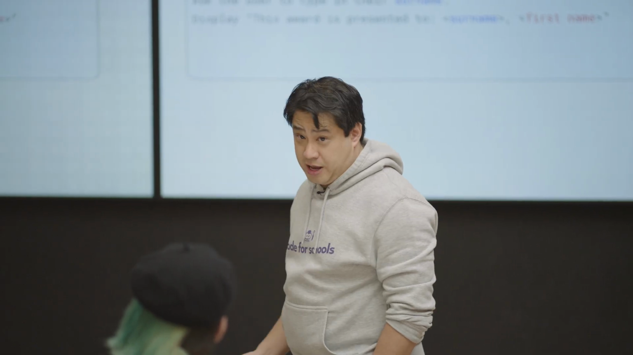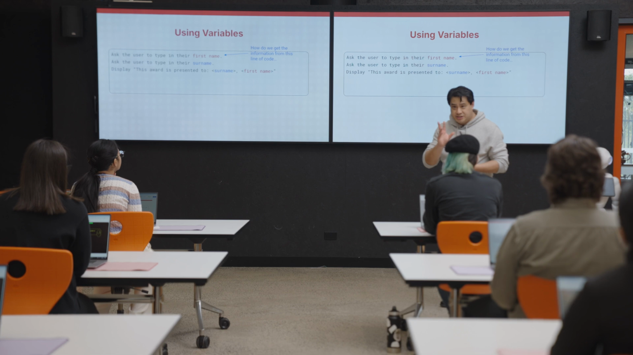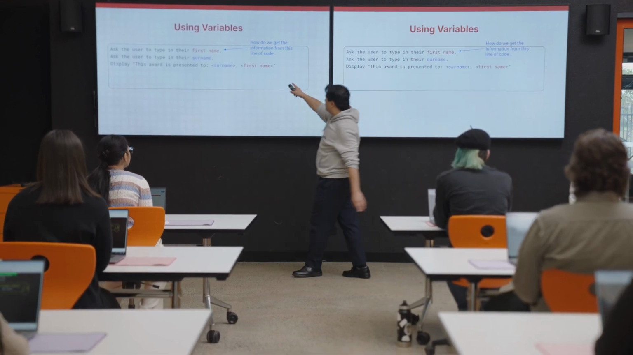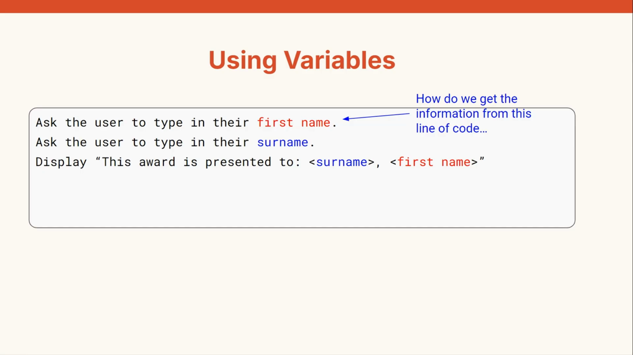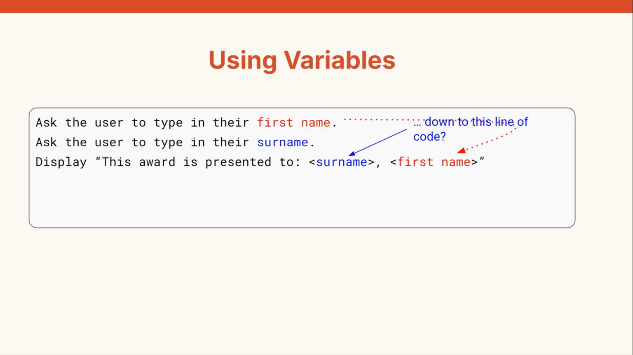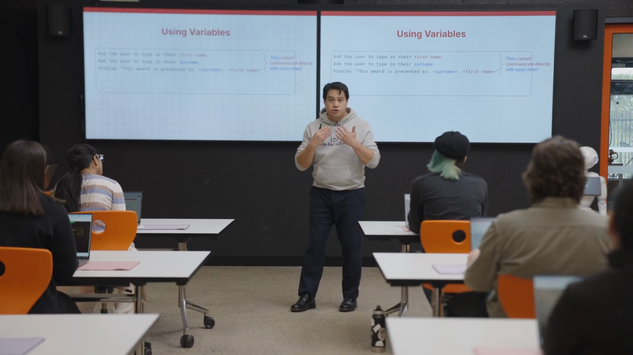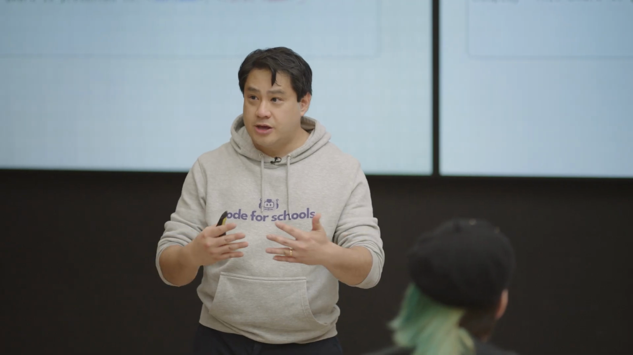Third stage, display. The thing that we need to understand with Python and most programming languages is how do you get the information from this first line down to the third line? And how does it get the information from the second line of the code, which is the surname, down there? The problem is these lines of code don't talk directly to each other. They're not allowed to talk.